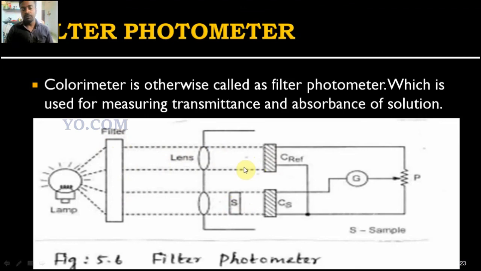If there is no sample, the output of the two optical sensors is the same, and that is given to the galvanometer. If you keep the sample, at that time we can vary the potentiometer to balance the galvanometer. How much we change the resistance of the potentiometer is calculated. According to the resistance we can find the substance present in a given liquid.